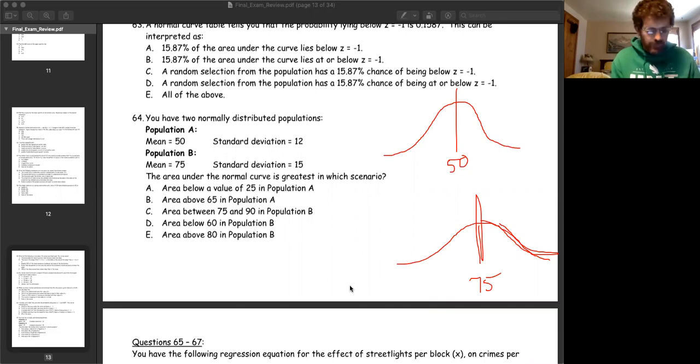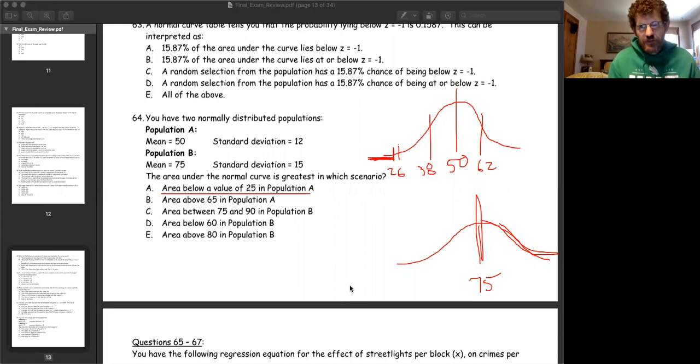The area, so for the first one, area below a value of 25 in population A. Well, if my standard deviation is 12, that means I got 38 and 62. And then this comes down to 26 right here. So 25 is going to be somewhere about right there. And it's going to be that part of the population. So maybe I can just visualize this a little bit.